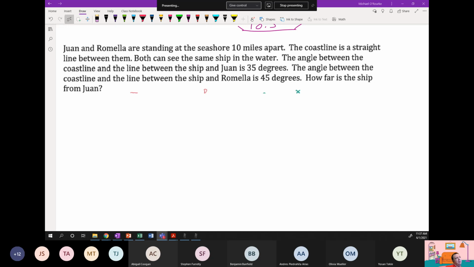The angle between the coastline and the line between the ship and Juan is 35 degrees. The angle between the coastline and the ship for Romello is 45 degrees. Can we draw that out for me, please, first? Can we take a shot at that? And draw it out as you read it.